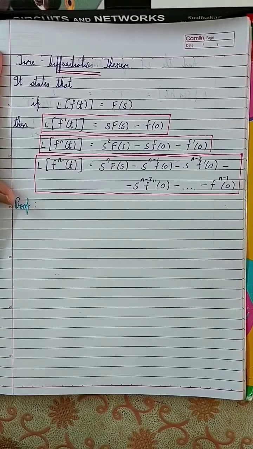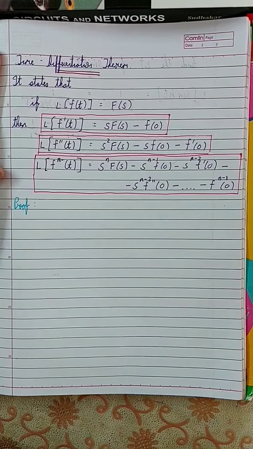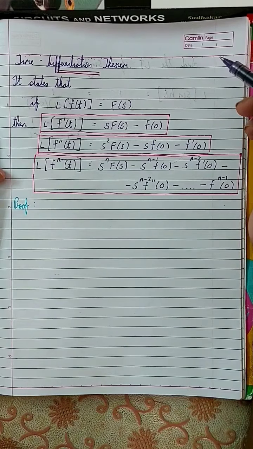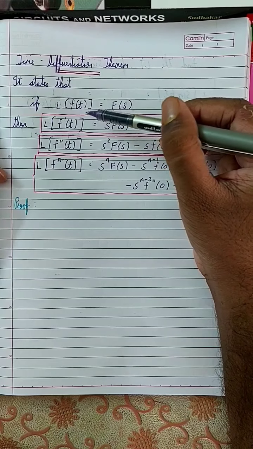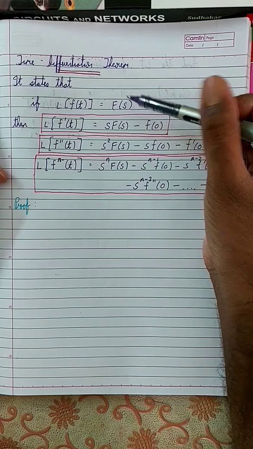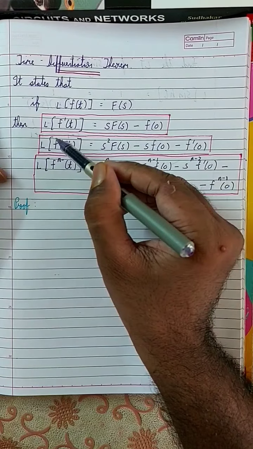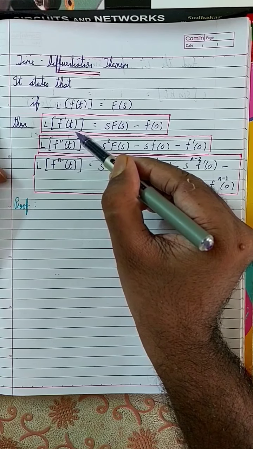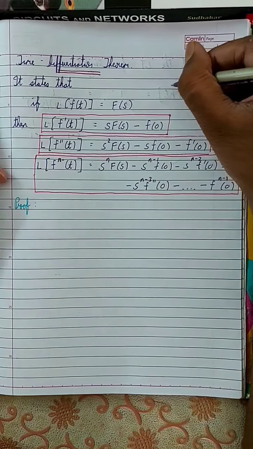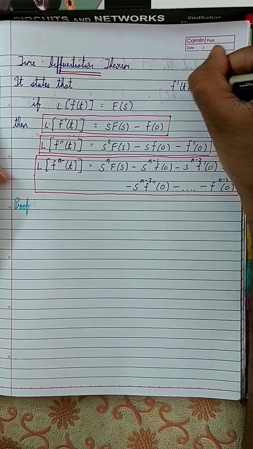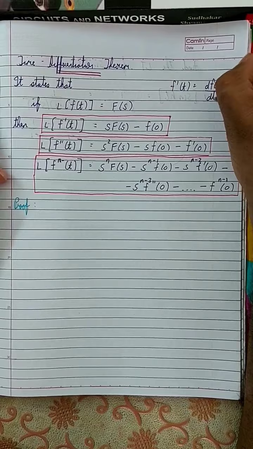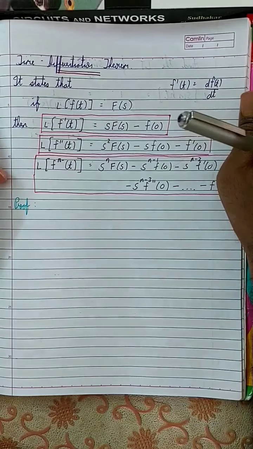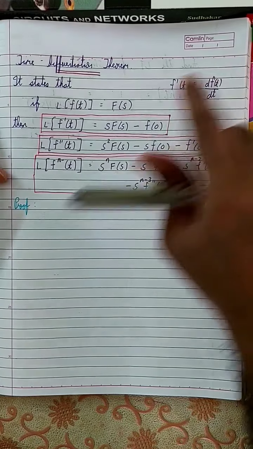Okay, so now the next property we're going to take is the time differentiation property, or time differentiation theorem. It states that if the Laplace transform of f of t is equal to f of s, then the Laplace transform of f dash of t actually means nothing but df of t by dt. That is, it is nothing but the derivative of f of t with respect to time t. Okay, that's what the f dash of t means.